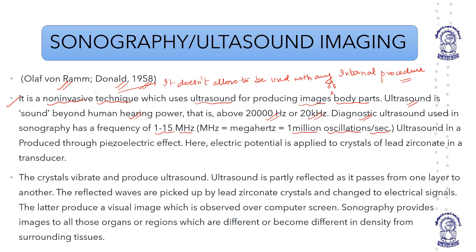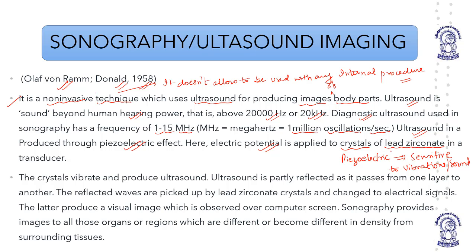Ultrasound is produced through a material having a piezoelectric effect. Here electric potential is applied to the piezoelectric crystals, which are sensitive to vibrations or sound. So in this technique, the ultrasound is produced using a piezoelectric material. The electric potential is applied to the piezoelectric crystals of lead zirconate.